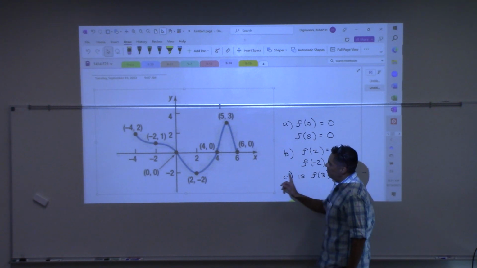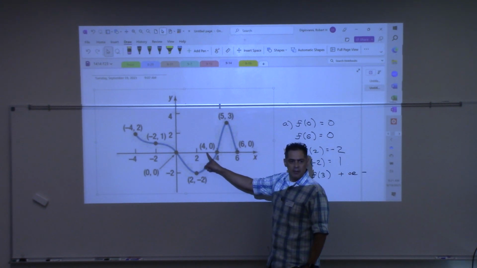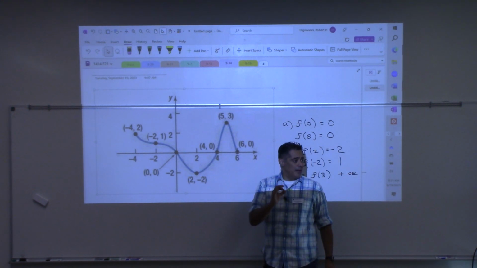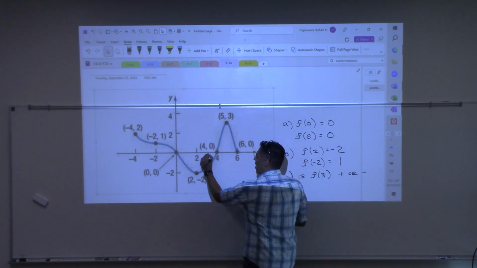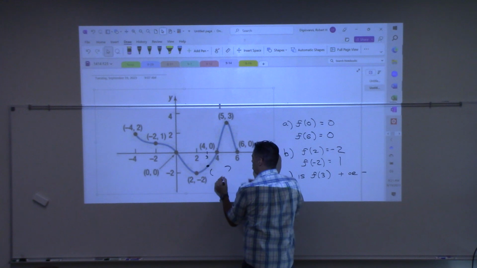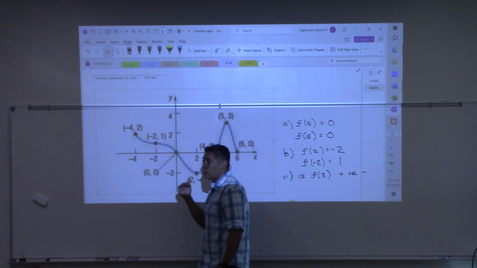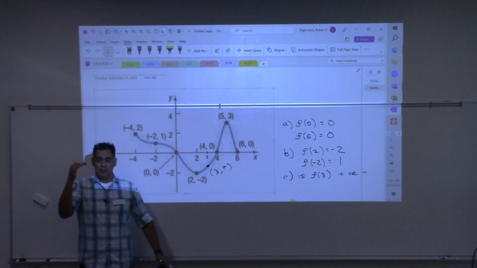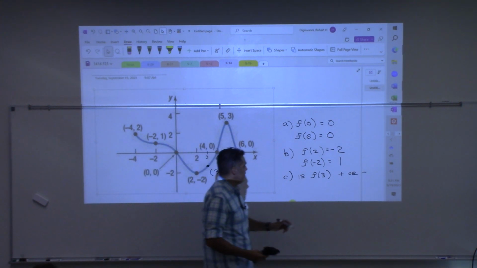Yeah, so you go to 3. Where's 3? Right about here? Now, they don't give you the exact point, do they? But you can tell that at 3, the point's down here. We don't exactly know what the y-coordinate is, but I can tell you it's below the x-axis, right? So I know that it's a negative number.